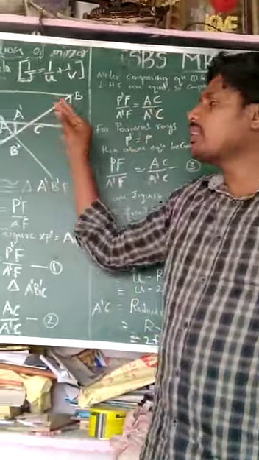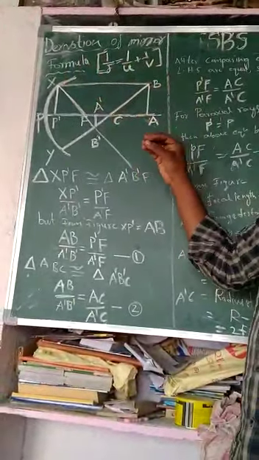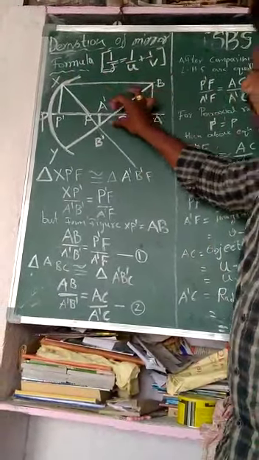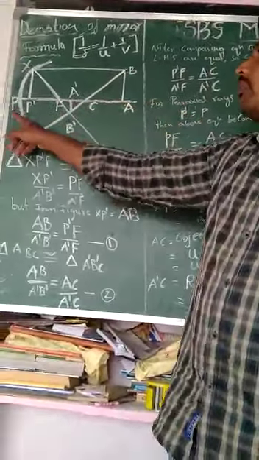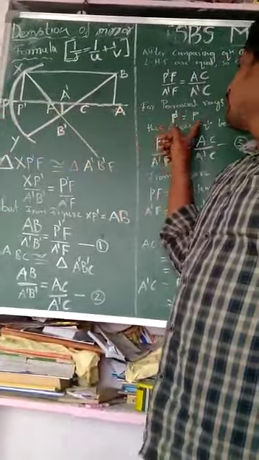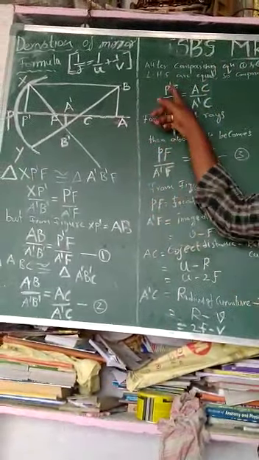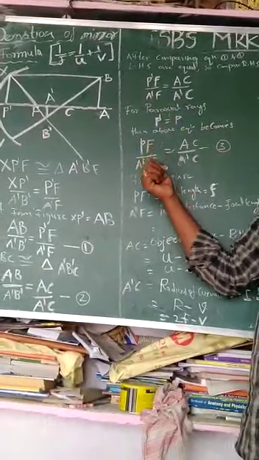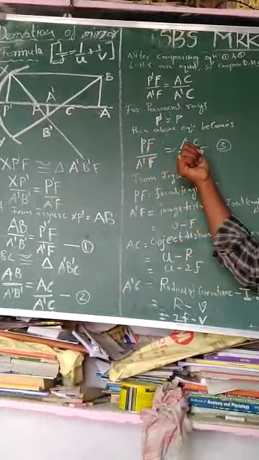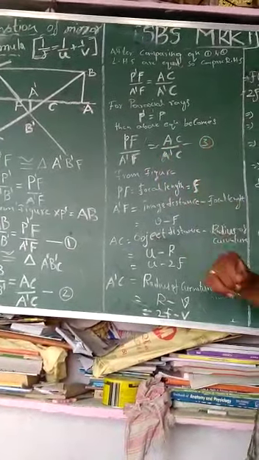But here the image is formed only by paraxial rays. Paraxial rays are the rays which move very near to the principal axis. So then P dash becomes P; P coincides with P dash. Instead of P dash, we now substitute P. Then PF/A dash F = AC/A dash C. So this is equation 3.